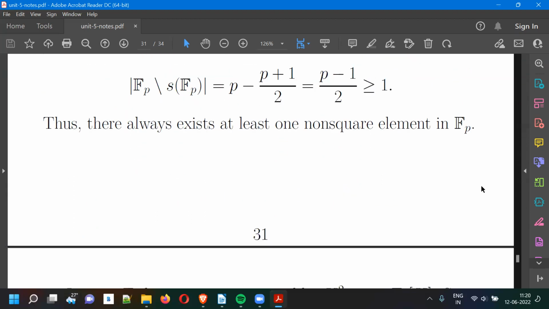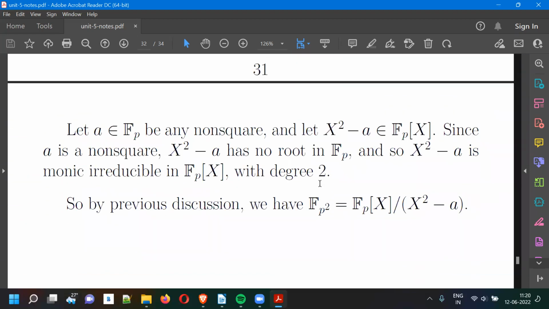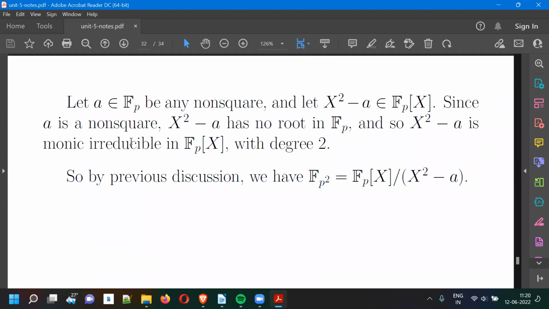Okay, how does this help us? So there is at least one non-square element. So let us take that non-square. So let A be any non-square element in FP. And let me consider the polynomial x square minus A, which is a polynomial over FP, correct? Because A is in FP. Now, since A is a non-square, there is no element x in FP such that x square is equal to A. So x square minus A has no root in FP because no element in FP will satisfy the equation x square minus A equal to 0.